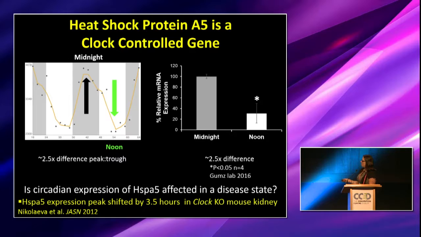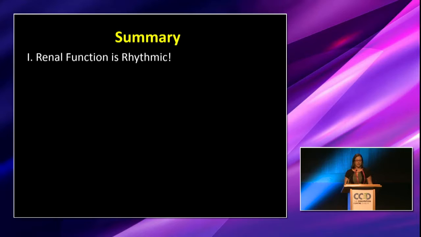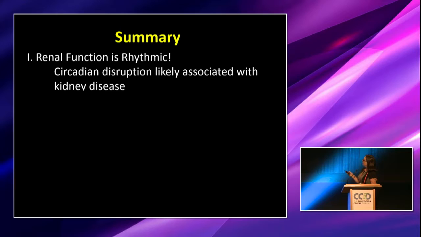So to summarize, today I've shown you that renal function is rhythmic, and although I focused on the human data, all of those studies have been shown to be true in mice as well, and that circadian disruption is likely associated with kidney disease. And one of the things that I like to tell people, since, as Dr. Rodrigo shared, I happened into the field of circadian biology by accident because we found that PIR1 was regulated by a hormone we were interested in.